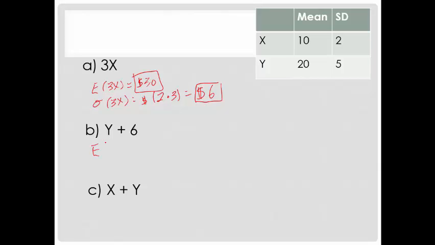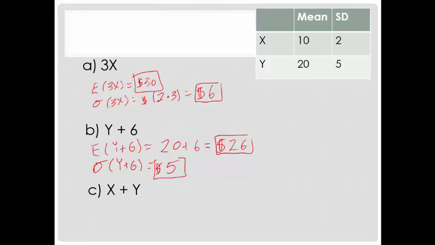Now what if we decided that we're going to take our dog food, Y, and the companies are going to start charging $6 more across the board? Well, that just turns into 20 plus 6. So we'd expect to start paying an average of $26 per bag of food. But if they add an additional $6, that's not going to affect the standard deviation. So we're still looking at a variation from bag to bag of $5.